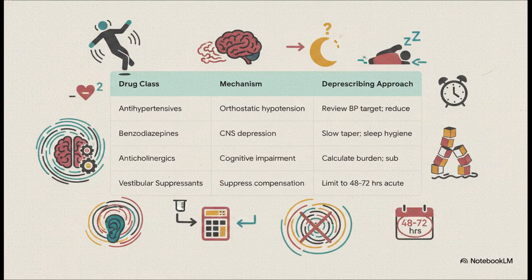Okay, this slide is fantastic because it breaks down the main culprits for us. For antihypertensives, what's the deal? It's orthostatic hypotension. So the approach is to ease up on those blood pressure targets and get rid of things like alpha blockers first. For benzodiazepines, it's all about that CNS depression. The key is a slow, careful taper while you bring in good sleep hygiene. Anticholinergics, they cause cognitive issues and instability, so we actually calculate the burden and swap them out for better alternatives. And last but not least, vestibular suppressants, which definitely deserve their own special warning.